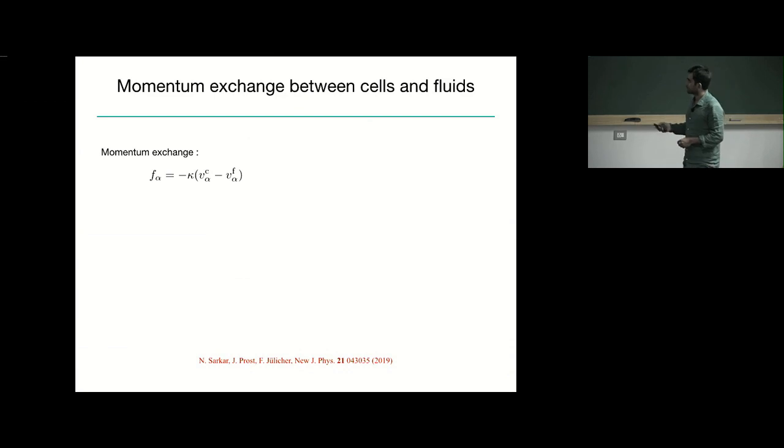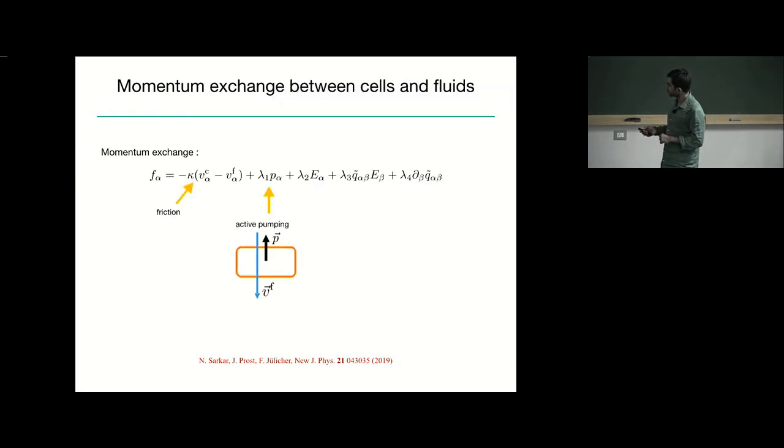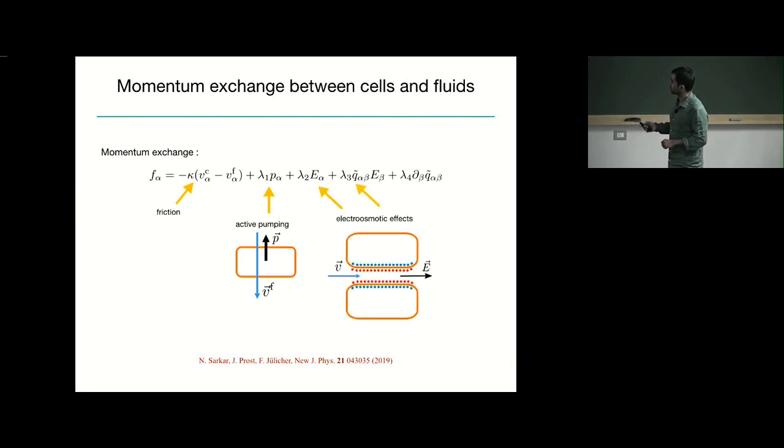Now, the momentum exchange force that I talked about depended only on the difference in velocity between the cells and the fluid. But now, since we also want to incorporate the fluid pumping effects and the electric field effects, there will be other terms which need to be added. So this is the friction term. This is the term which comes from the active pumping, so it's proportional to the polarity we have taken. And there will be some electroosmotic effects due to the electric field.